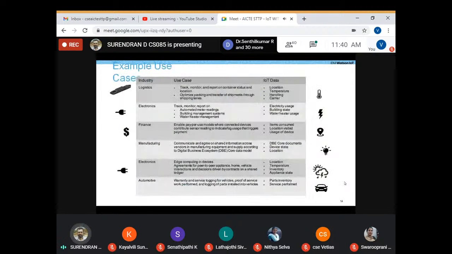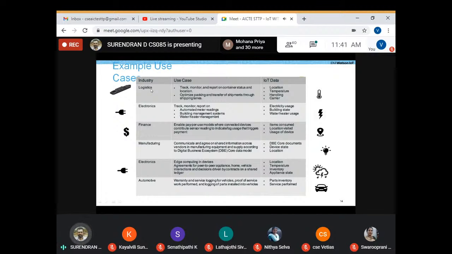Right. So an example use case of where IoT and blockchain can be effectively integrated is logistics. The data are location, temperature, handling, and carrier data. And in the use cases you can track, monitor, and report on container status and location, and optimize packaging and transfer of shipments through shipping lanes. So this is the logistics industry.